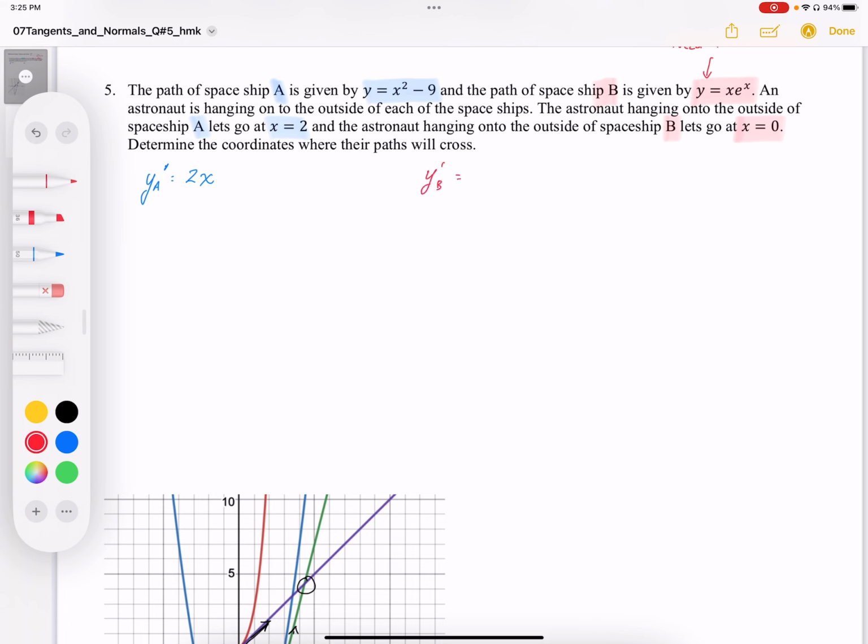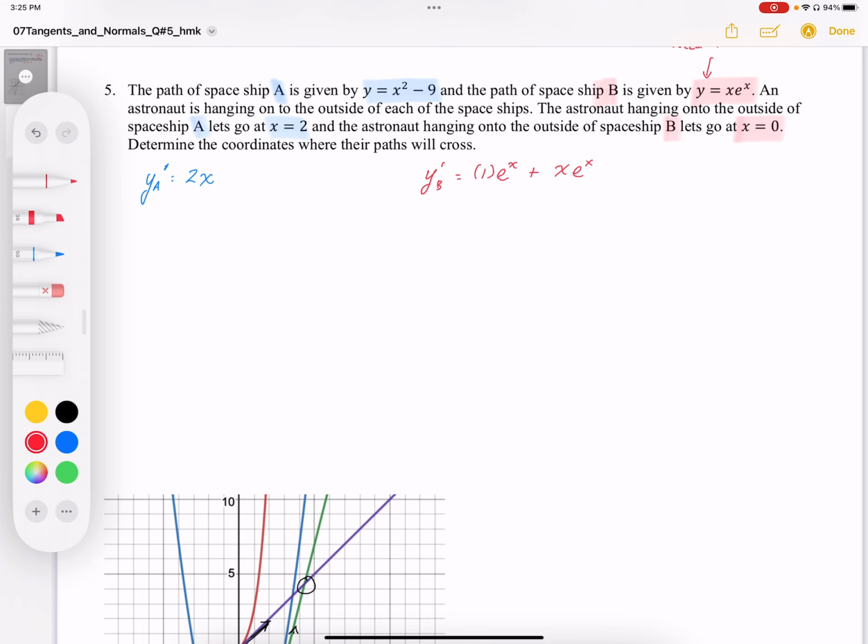and this is where we need a rule to be able to differentiate this. Using the product rule, if you don't know the product rule, we'll cover this a little bit later. So it's going to be 1 times e to the x plus x times the derivative of e to the x, which is e to the x.